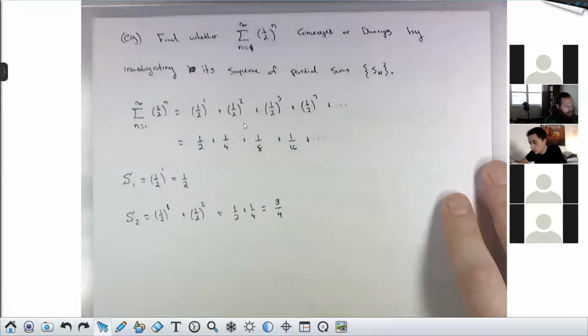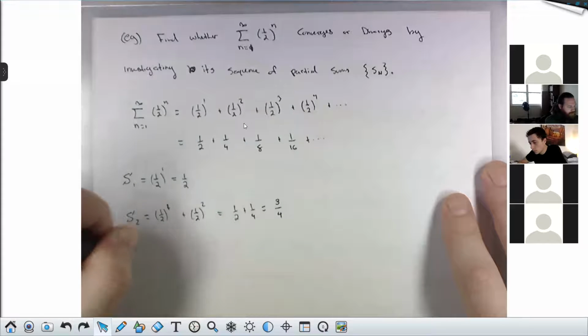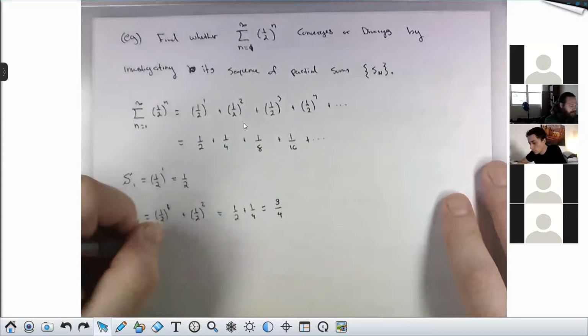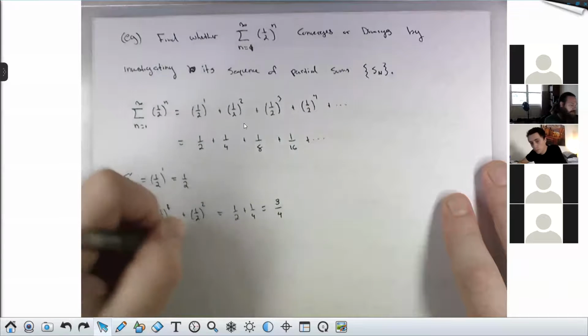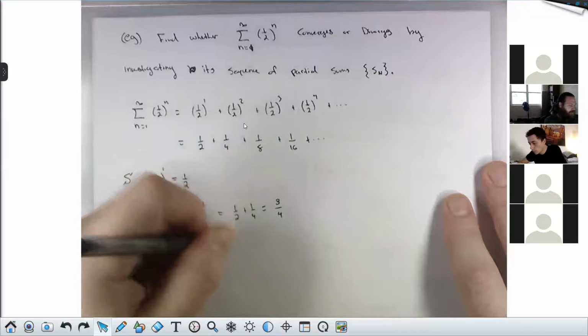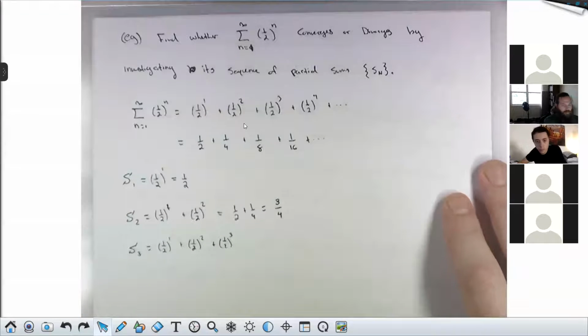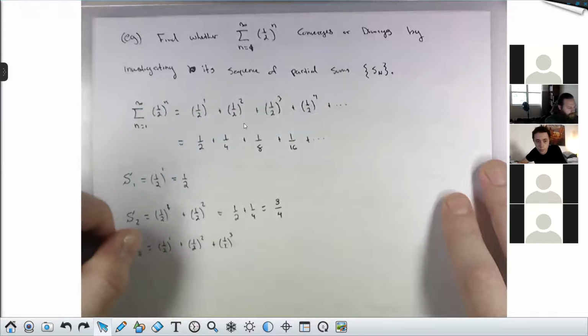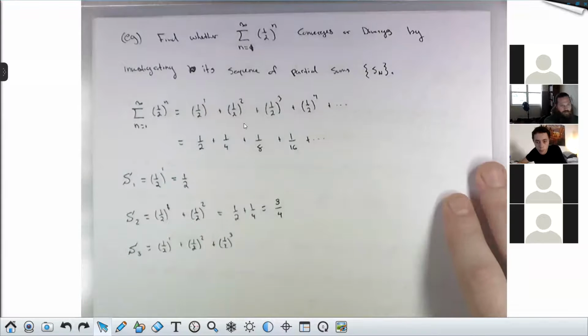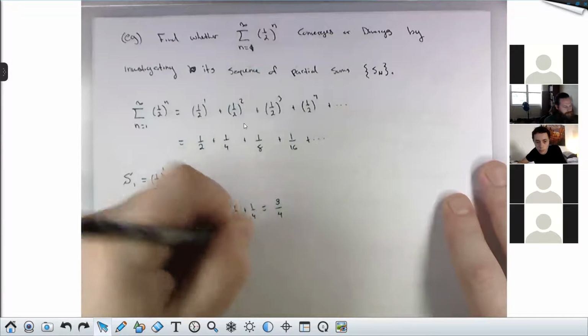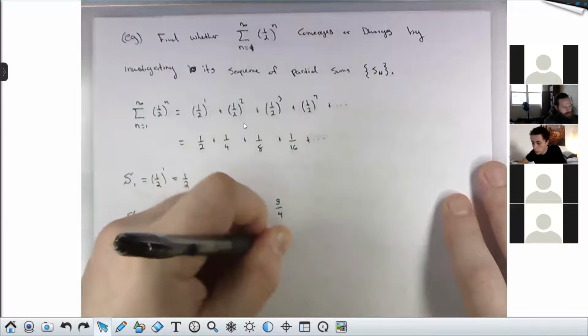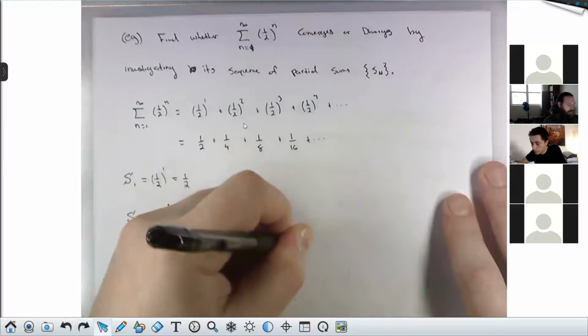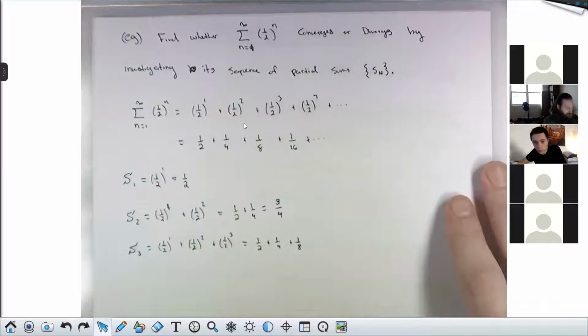Okay, what about S3? This would be 1/2 to the 1 plus 1/2 to the 2 plus 1/2 to the 3, right? S3 is the sum of length 3. It's the third partial sum, which is 1/2 plus 1/4 plus 1/8. And if you add all of those up, you'll get 7/8.